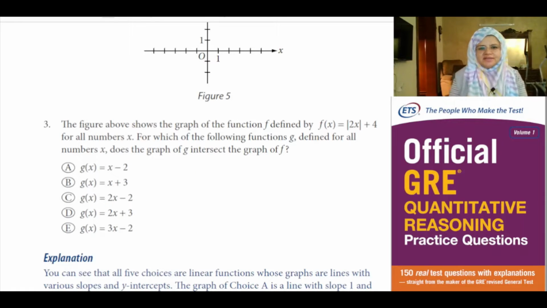A. g(x) = x - 2, B. g(x) = x + 3, C. g(x) = 2x - 2, D. g(x) = 2x + 3, E. g(x) = 3x - 2.